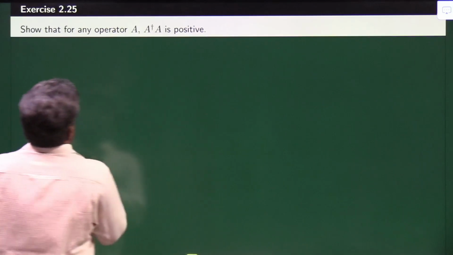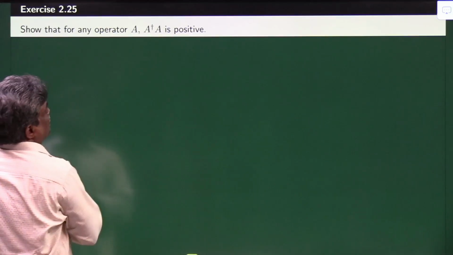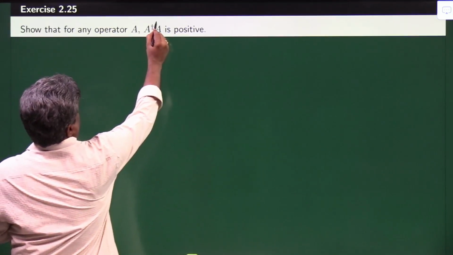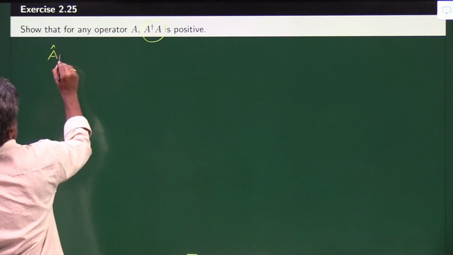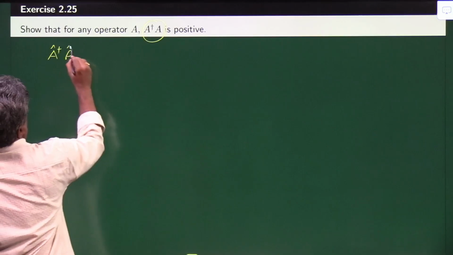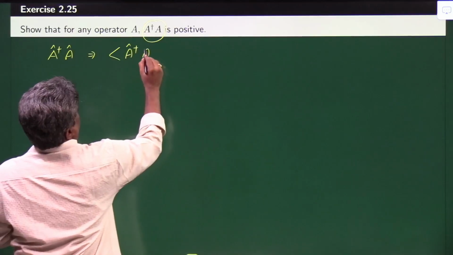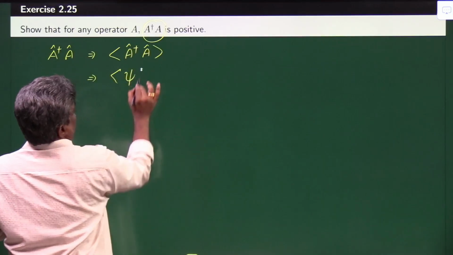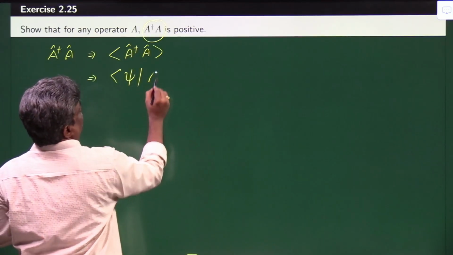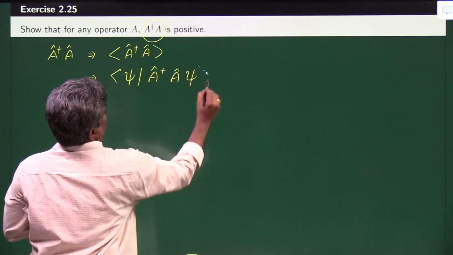Okay. So right now I'm taking the expectation value of this operator A dagger A. Here the given operator is A dagger into A, and I'm finding its expectation value or average value. So how to find this? This is simply, for some arbitrary state psi, bra psi, A dagger A, ket psi.